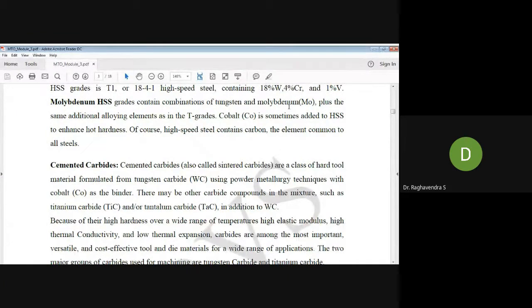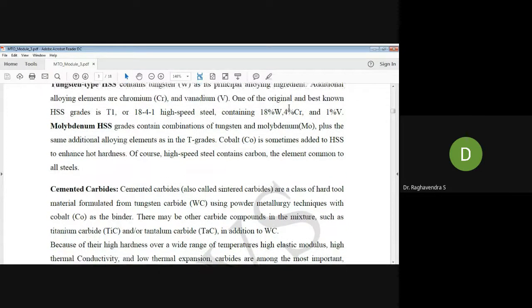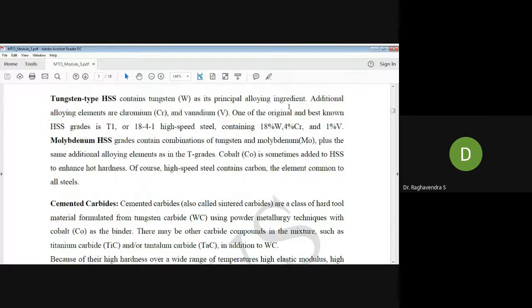Next, molybdenum high-speed steel. What is that? Molybdenum high-speed steel contains a combination of tungsten and molybdenum plus some additional alloy elements as in the T grades, that is, as specified in the American standards. They will use tungsten material, but it's a T grade molybdenum. When all this mixture is put together, it becomes a very hard material. Sometimes these materials are also used in tool manufacturing.